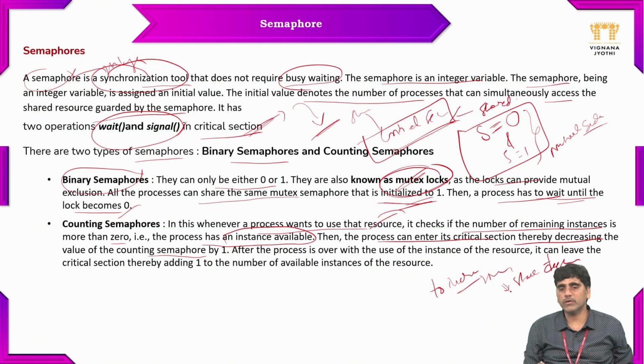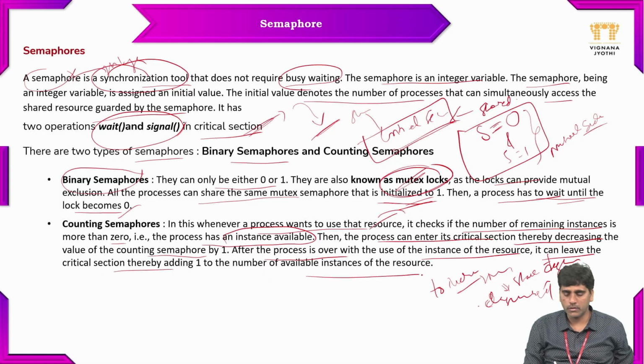If no processes are available in the critical section, then the process decreases the semaphore by 1. So when the space is free, the critical section is available, and the count will increase. When the critical section is not available, the counting semaphore decreases by 1. After the process is over, with the use of the instance of the resource, it can leave the critical section, thereby adding 1 to the number of available instances of the resource.